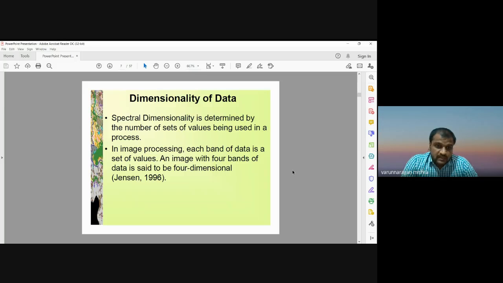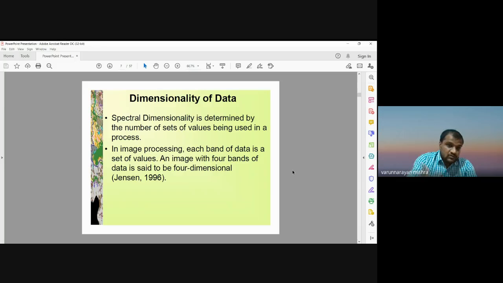The spectral dimensionality is determined by the number of sets of values that is being used in the process. In digital image classification, each band of the data is a set of values. An image with 4 bands of data is said to be 4-dimensional. As we all know, satellite images consist of multiple bands or different wavelength intervals. Suppose an image has 4 bands or 8 bands or 10 bands, it means the number of bands contained in that image will be the dimensionality of the data set.